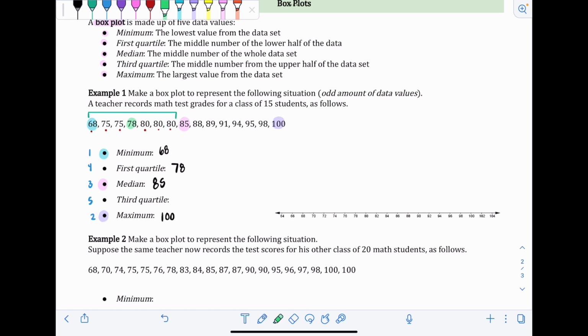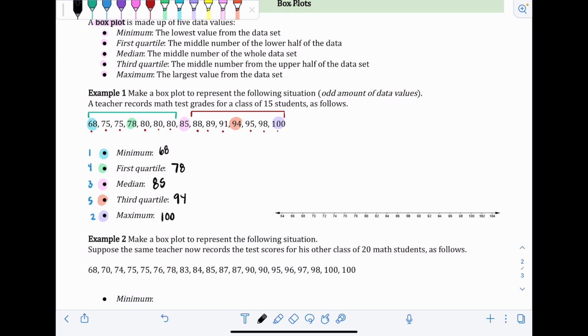And then for my third quartile, we're looking at all the numbers on the upper half of the data set after the median and not including the median. So we're going from 88 to 100. So we'll do one on each side. And the one in the middle would end up being 94. So my third quartile is 94. So those are all the numbers that I need to create my graph now.